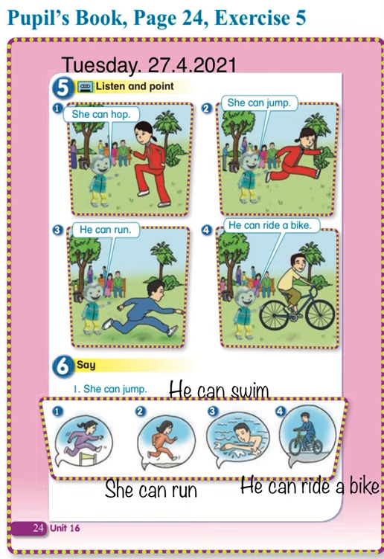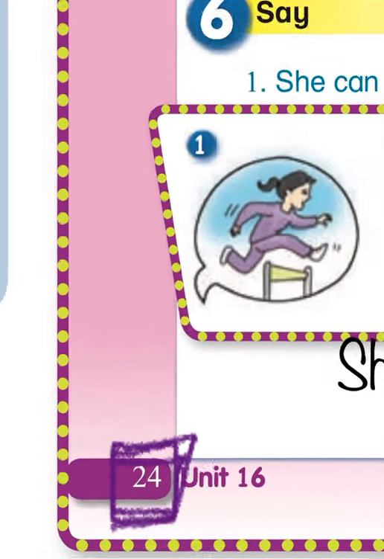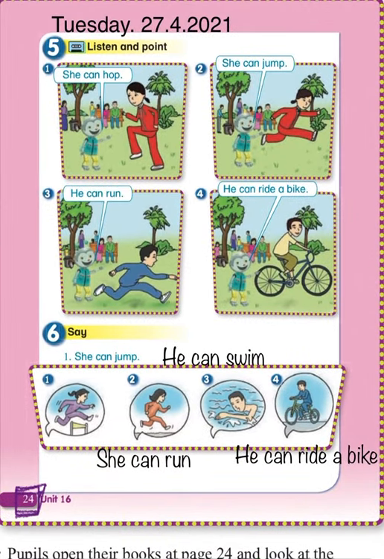Today, inshallah, we are going to start with page number 24. Page number 24, look. Before we start with exercise number 5 and exercise number 6, let me ask you, what day is it today? Yesterday was Monday. Tomorrow is Wednesday. So what day is it today? It starts with the letter T. T-U-E-S-D-A-Y. Today is Tuesday. Excellent.